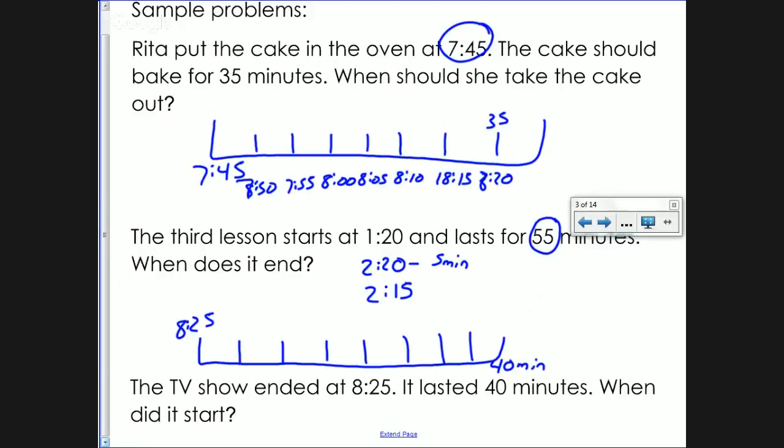And now we're going to determine the time that goes by, 8:25, 8:30, 8:35, 8:40, 8:45, 8:50, 8:55, 9, 9:05.